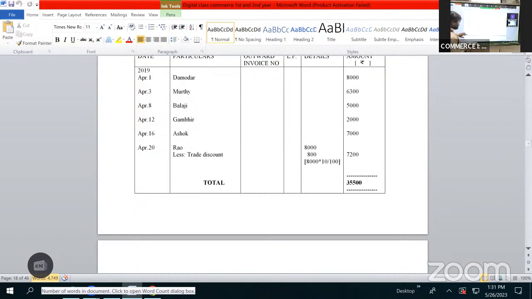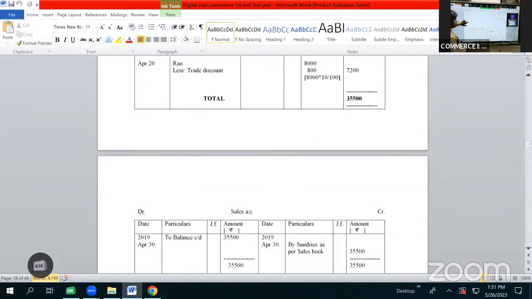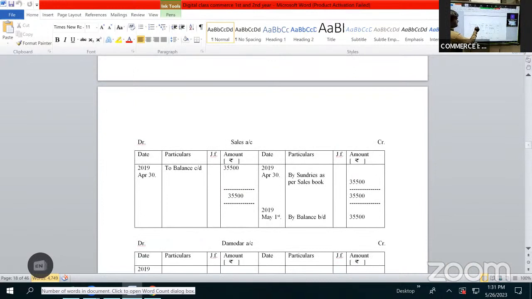So first we'll be preparing sales account. The format for which will be the same, in the sense the format for ledger account, which is date, particulars, journal folio, amount rupees, date, particulars, journal folio, amount rupees. Towards extreme left, we'll be writing DR debit. Towards extreme right, we'll be writing CR credit. And we'll be writing JF in this column.